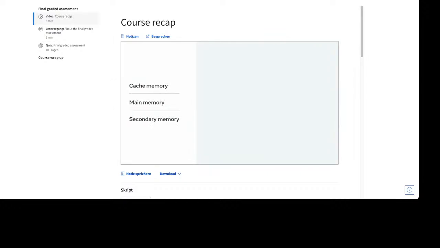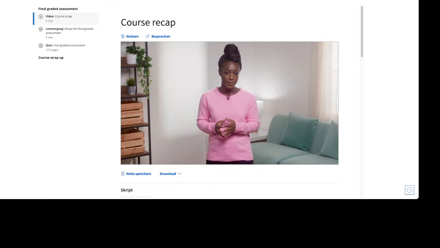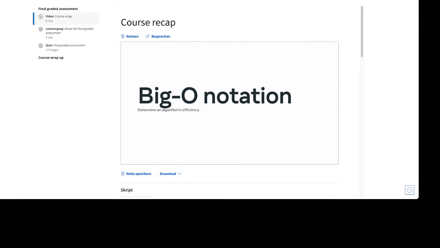You should know by now the various layers of memory and should be able to describe the differences. You learned about the transfer rate, or the speed at which a computer can transfer memory into the cache for processing. You then moved on to time complexity, where you learned how to evaluate time efficiency or gauge performance by the time taken to complete a task. You discovered Big O notation, which is a metric for determining an algorithm's efficiency.